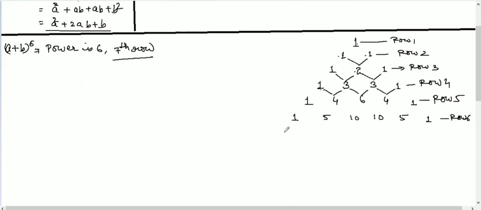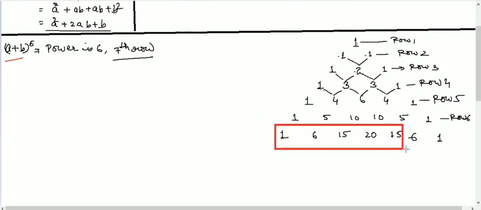So we have to draw one more row here. On both sides add 1 and then here it is going to be 6, here 15, then 20, here 15 and here 6. So for this expansion, we will use the 7th row. So here we have the 7th row ready. We are going to use this for the expansion. These are the coefficients. These are the coefficients. How will we use them? I'll explain here now.